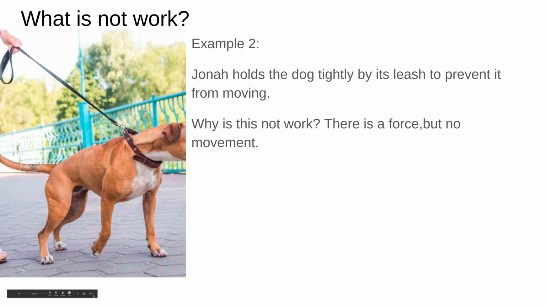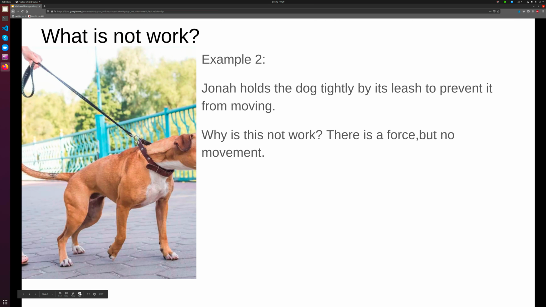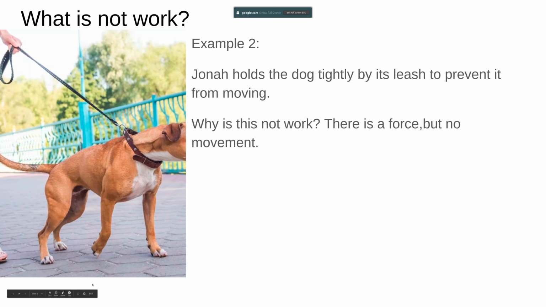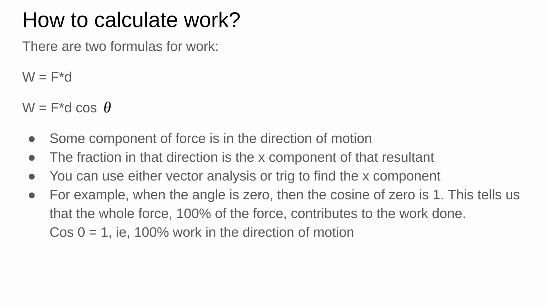And in the spreadsheet, there are actually more examples of what isn't work. So what isn't work? Well, there's no force, or the movement is in a different direction, so it isn't in the direction of the applied force. Or like in this example, force but no movement.